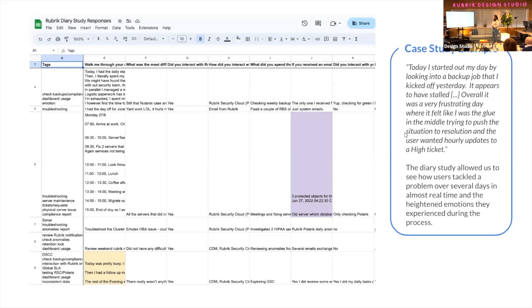So one such user, he recorded a diary entry and started off saying, "Today, I started out my day by looking into a backup job that I kicked off yesterday. It appears to have stalled." And he then went on to describe all the different ways he tried to solve this problem and also the anxiety that he felt because his client kept asking him for updates. And he ended it by saying, "Overall, it was a very frustrating day where it felt like I was the glue in the middle, trying to push the situation to resolution, and the user wanted hourly updates to a high ticket." And this was one of the highlights of running a diary study, is where you can see those heightened emotions of the user.